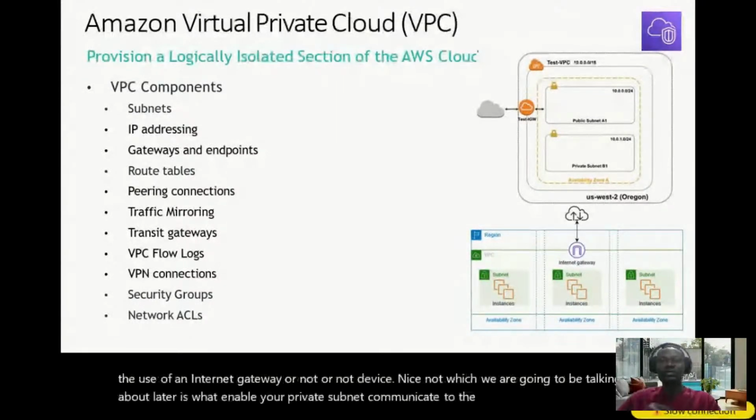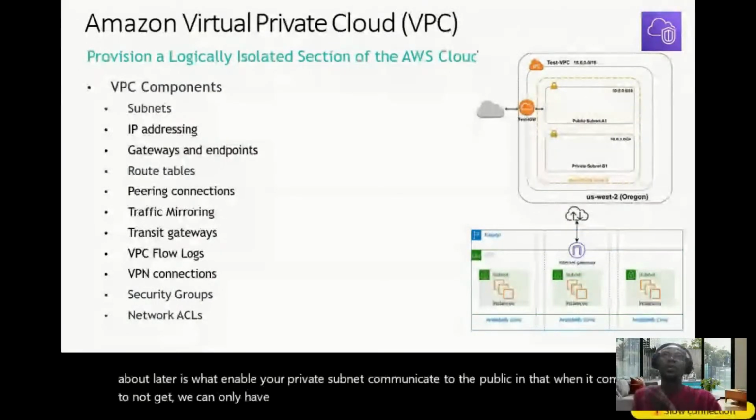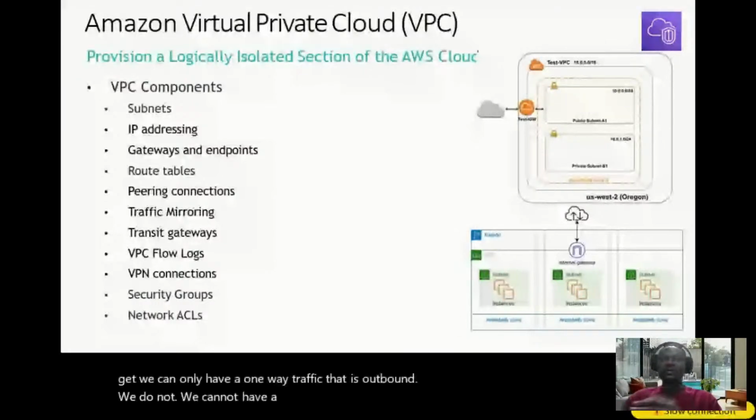When it comes to a NAT gateway, you can only have one-way traffic. That's the outbound traffic alone. With NAT, you cannot have inbound traffic coming in. Instead, NAT will communicate outside your VPC with the resources outside your VPC and all that.